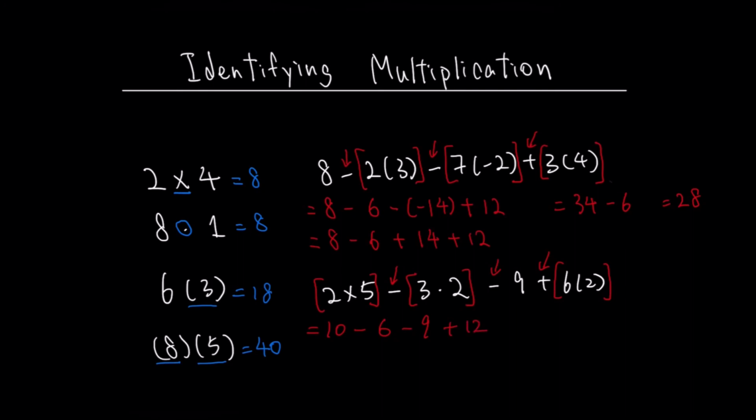Now we can do the same thing we did before. We add up all our positive numbers and then add up all of our negative numbers. Or we can just do the addition and subtraction together, moving left to right. So 10 minus 6 is 4. 4 minus 9 is negative 5. Negative 5 plus 12 is a positive 7. So our final answer is positive 7.